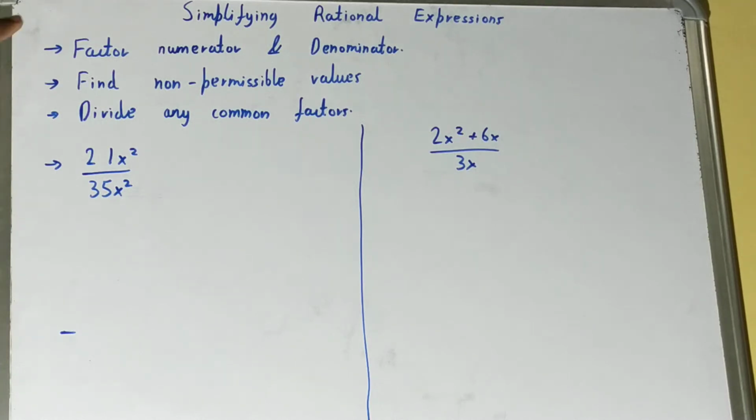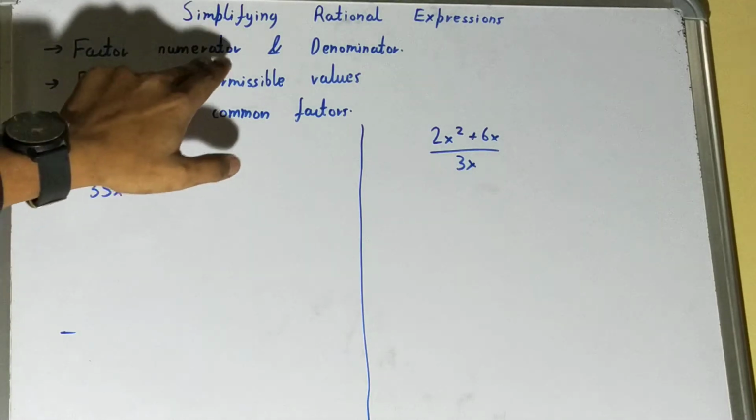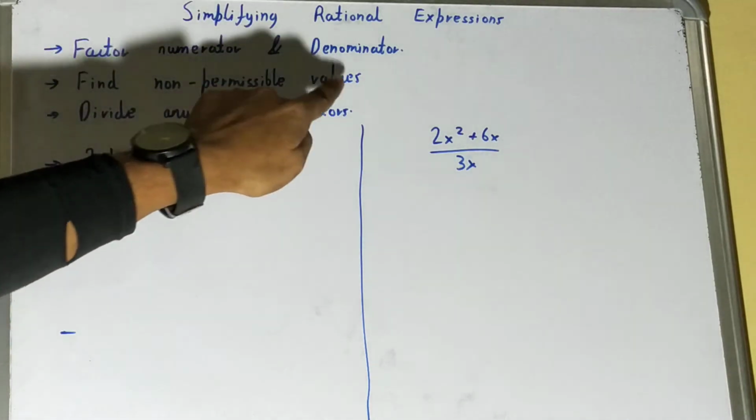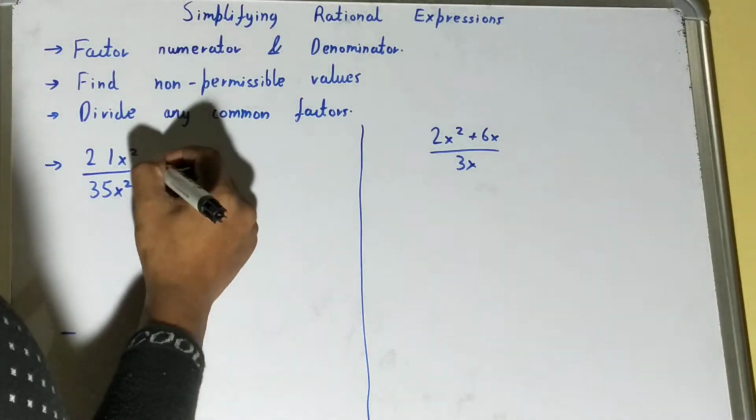So if we talk about the go-through procedure, first you need to factor the numerator and denominator. Second, find non-permissible values, and third, divide any common factors. We'll understand each of these steps as we go through examples. So let's start with the first one.